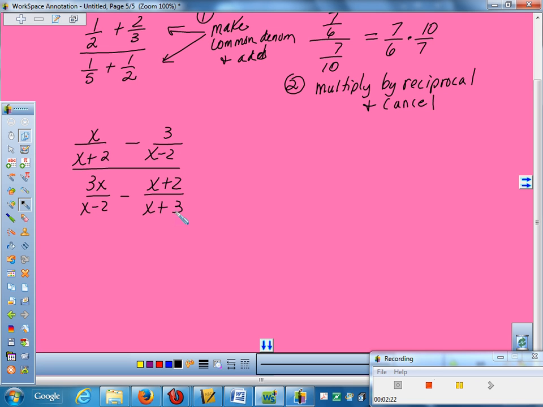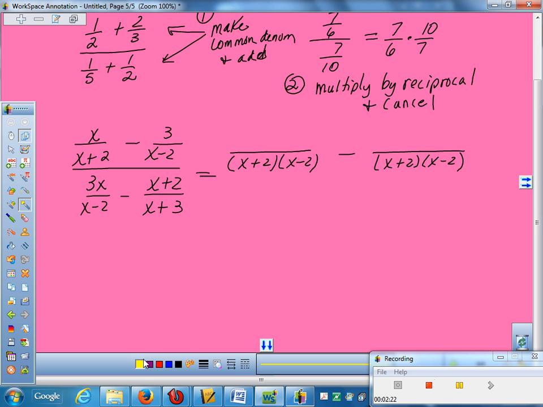Okay, so we just said first step, do what? Make common denominators. And notice the common denominator on the top does not have to be the same as on the bottom. They can be 2 totally different things. You don't have to worry about that. So this is a minus, and then we got another x plus 2 and x minus 2. Okay, so let's just get the top done.